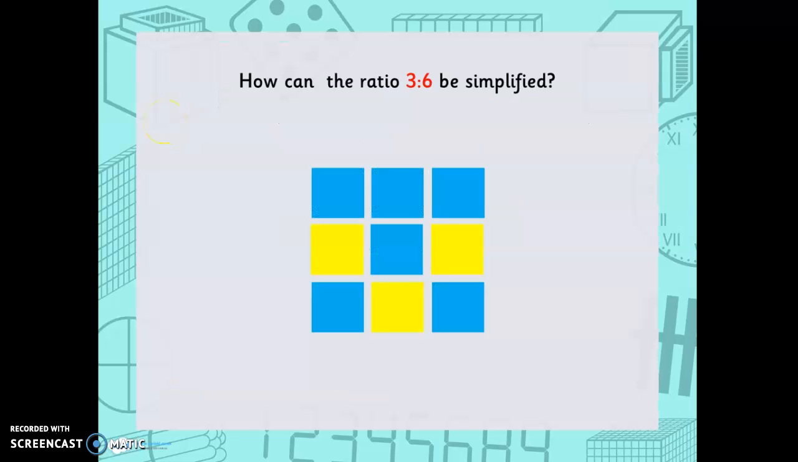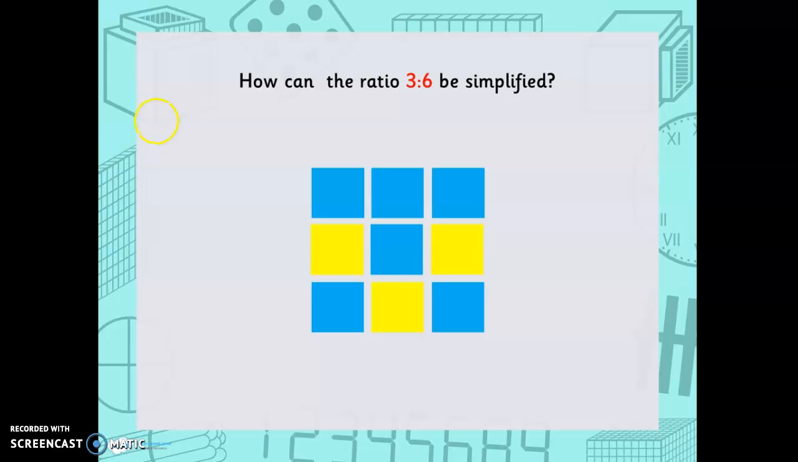So here's a ratio of 3 to 6. For every 3 yellow boxes, there are 6 blue boxes. Think about the highest common factor that these can be divided by. So very simply, we can divide both by 3. 3 divided by 3 is 1. 6 divided by 3 is 2. So for every 1 yellow box, there are 2 blue boxes.